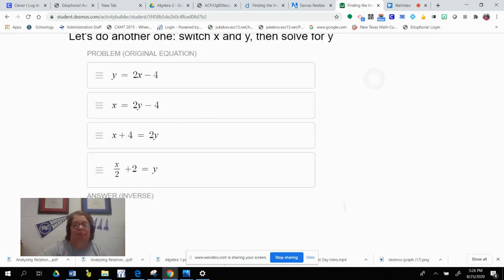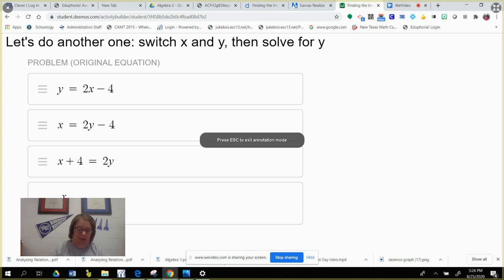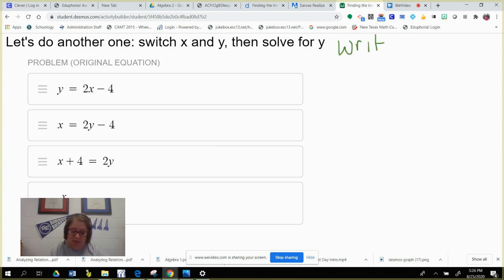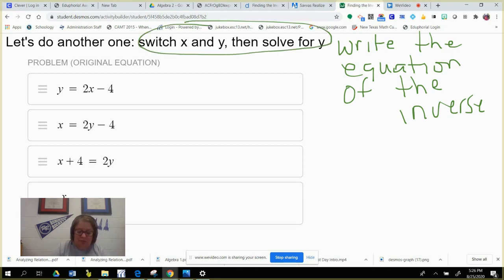Here's another one. Let's make it bigger so you can see it. Okay, your directions would say, write the equation of the inverse. That's going to tell you these are the 2 steps. Switch and solve. Okay, switch and solve. Switch the x and y, then get the new y by itself.